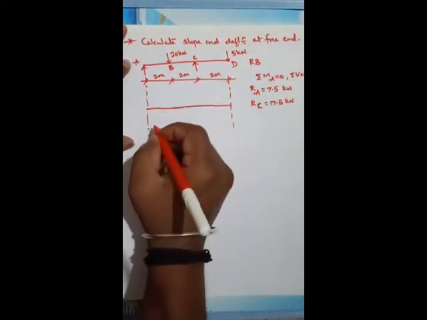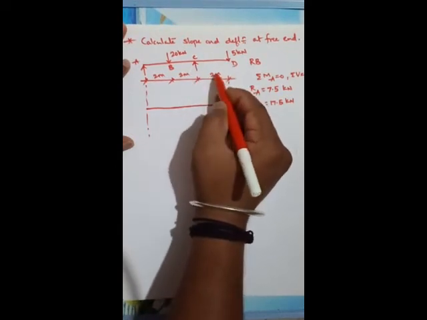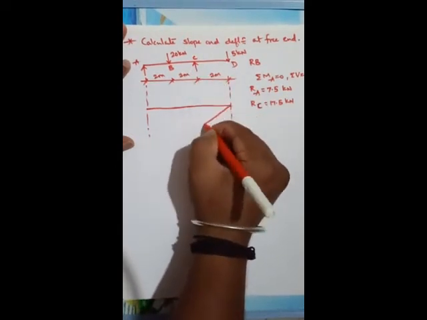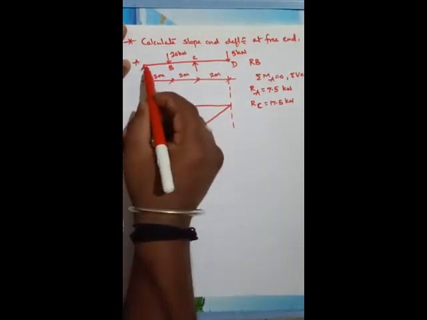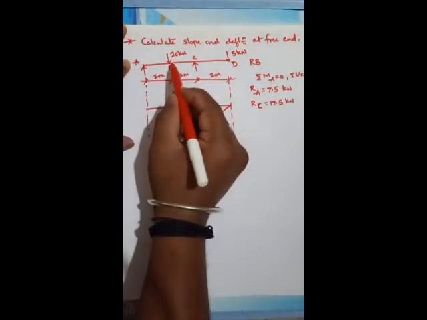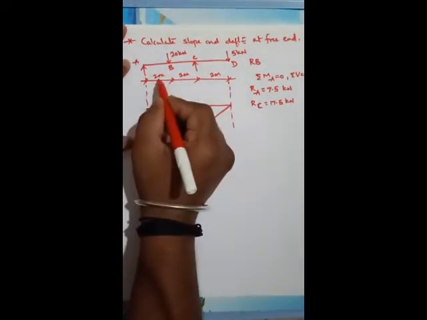How is the bending moment diagram? So at point D it is 0, at point C it is 5 into 2, it is 10. So something like this. Then again, at point A the moment is 0, and at point B, it is RA 7.5, 7.5 into 2.